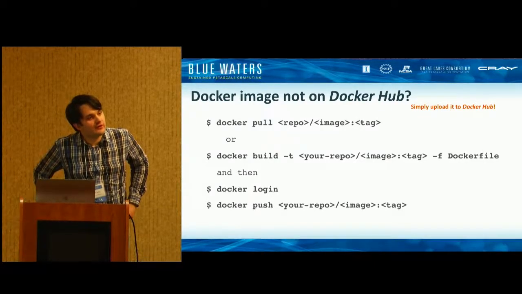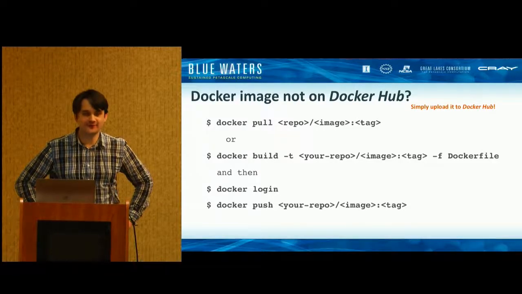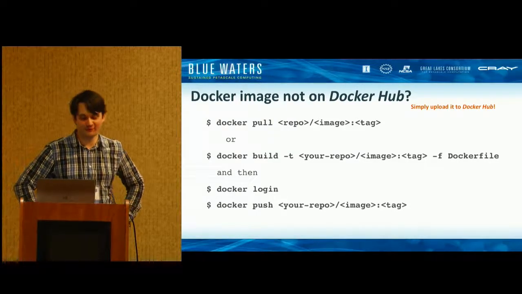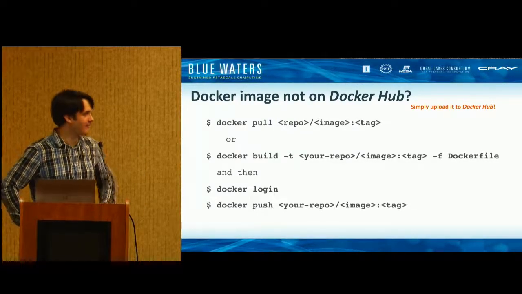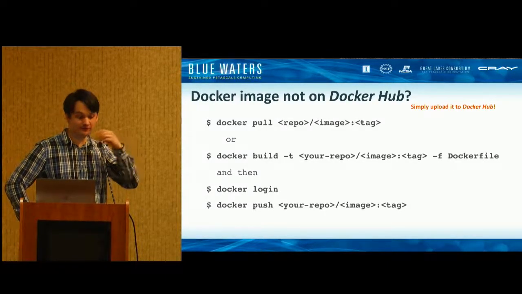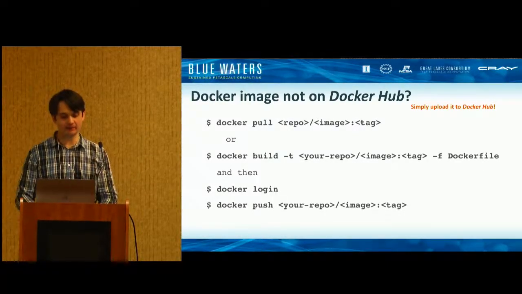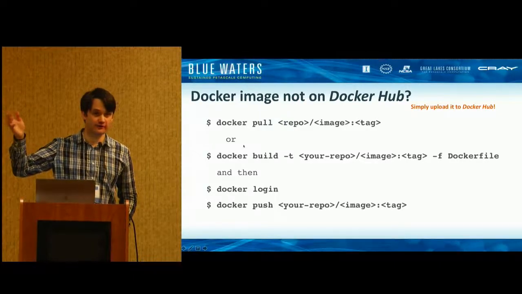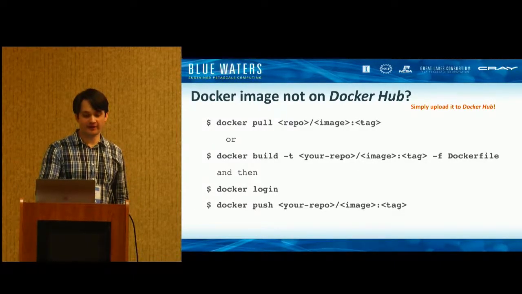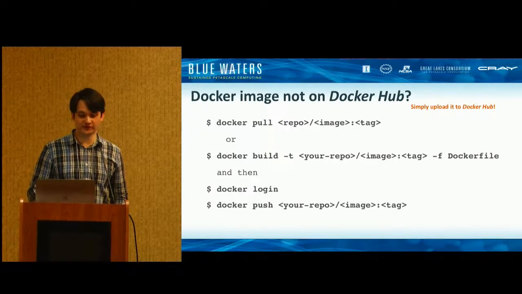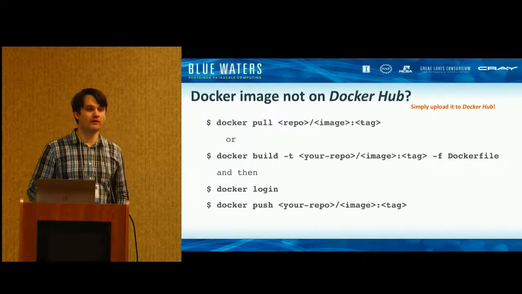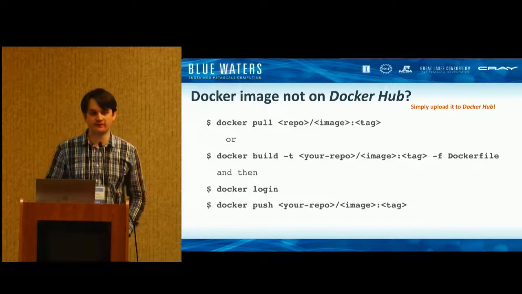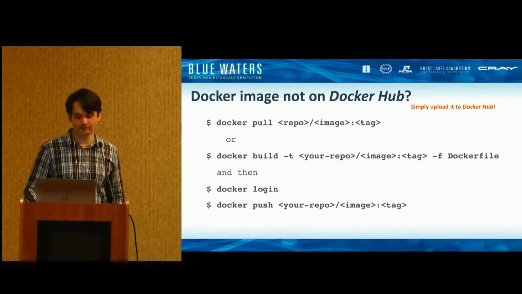Now, what do I do if the image is not on Docker Hub? Well, the solution is easy. You have to just upload it to Docker Hub. There is no other way, unfortunately. So I'm just showing here two very simple examples. You can pull an image from a repository, or from some other, for example, private repository, or build it yourself on your machine, and then log into Docker Hub using Docker login, and then send the image to the Docker Hub.